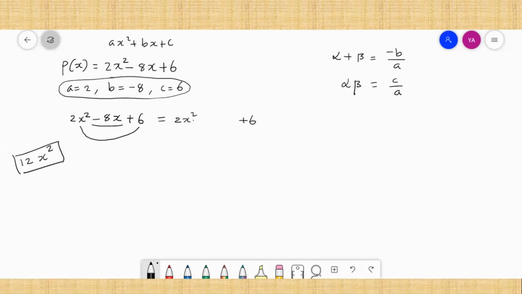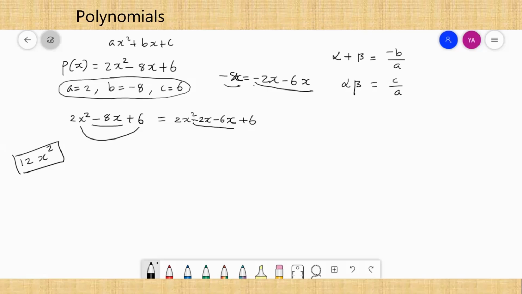Minus 2 and minus 6. Very good. Minus 2x and minus 6x. What we did here? Minus 8x is equal to minus 2x minus 6x, right? Minus 2x minus 6x means minus 8x. So we just split minus 8x as minus 2x minus 6x.